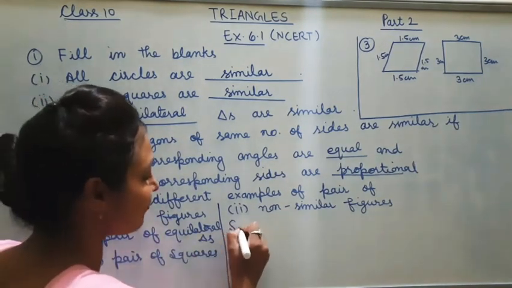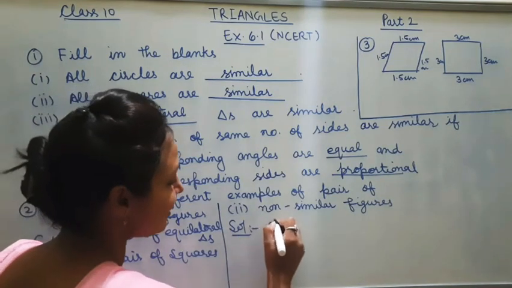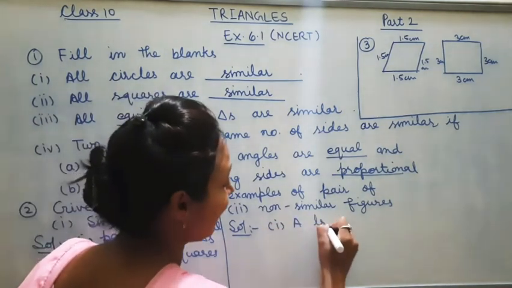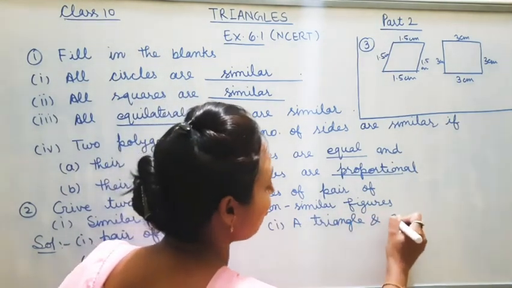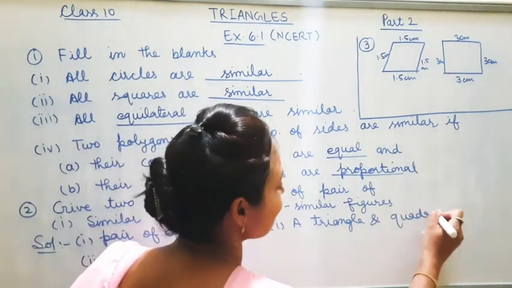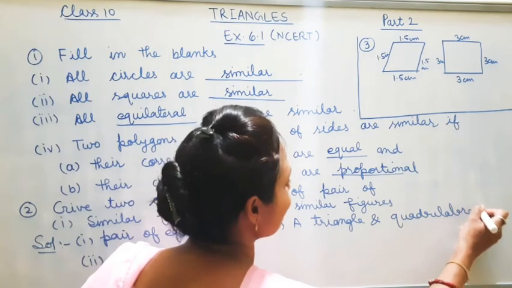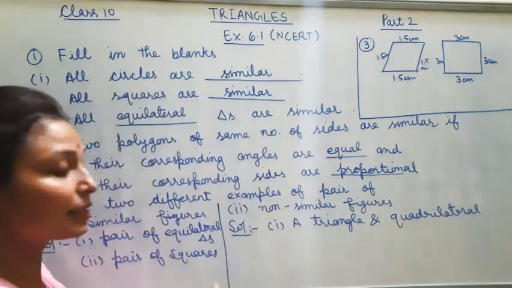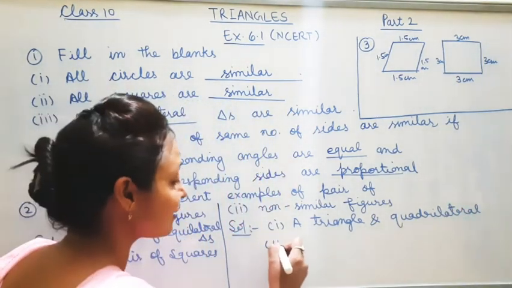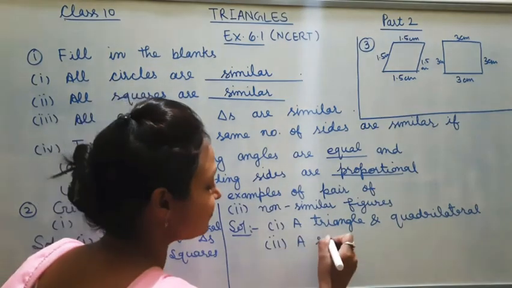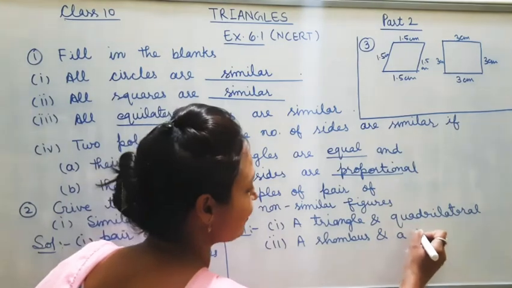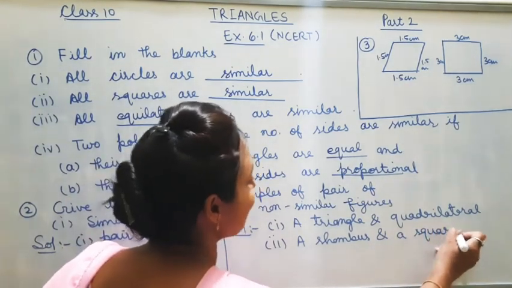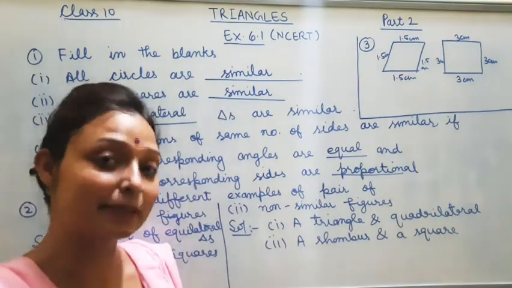And for non-similar figures, we have first a triangle and a quadrilateral. These are not similar, with different sides and different angles. Second, a rhombus and a square, right? Because both do not have the same angles.